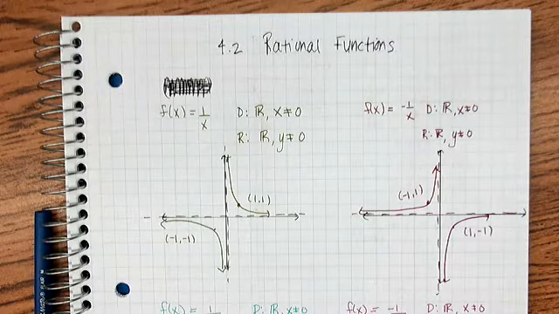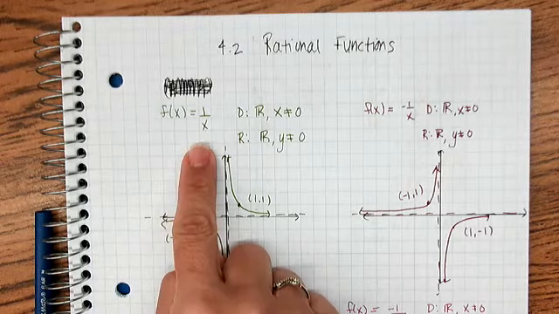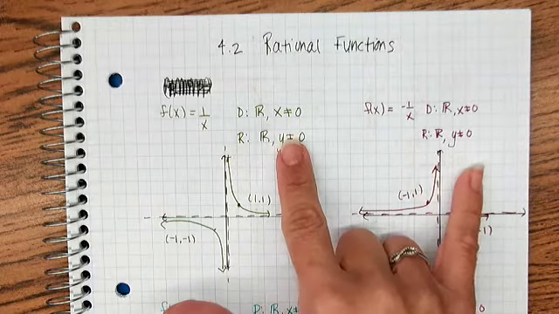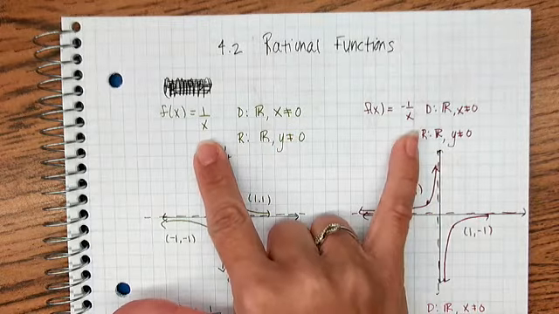This is 4.2. We're going to do 4 more parent functions. This whole first page is going to be something where you should just pause and copy the functions onto your paper. 1 over x, negative 1 over x. Make note of the domain and range. Domain: x can't be 0. 0 in the denominator, no good.